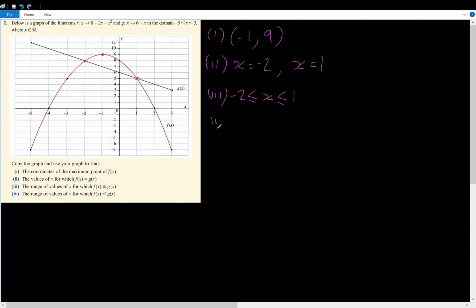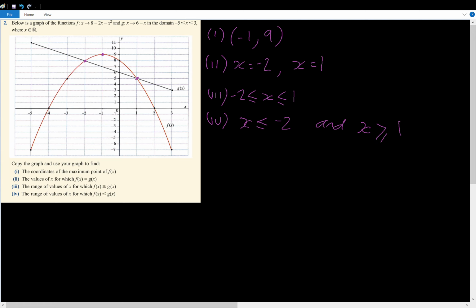And then for part 4, we're asked to find the range of values of x for which f of x is less than or equal to g of x. So these will be the x values which will get the curve to be below the line. So off to the left, we're going to have x is less than or equal to minus 2, and then off to the right we're going to have x is greater than or equal to 1.